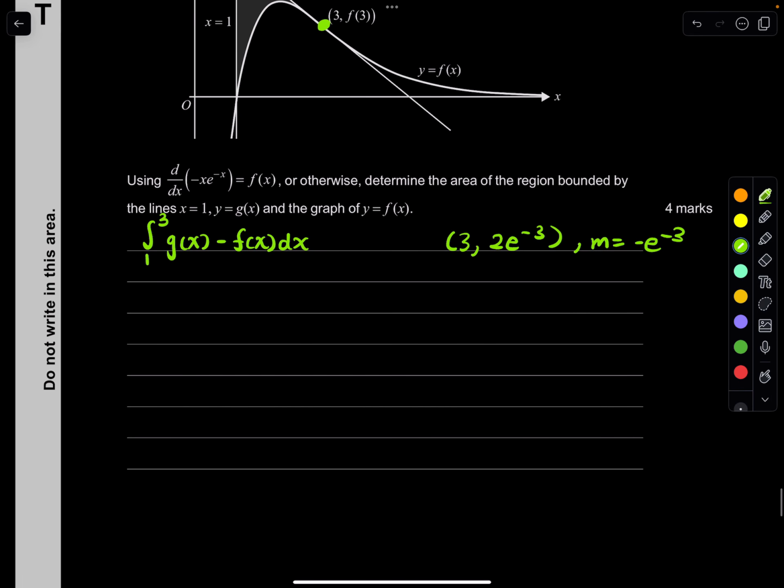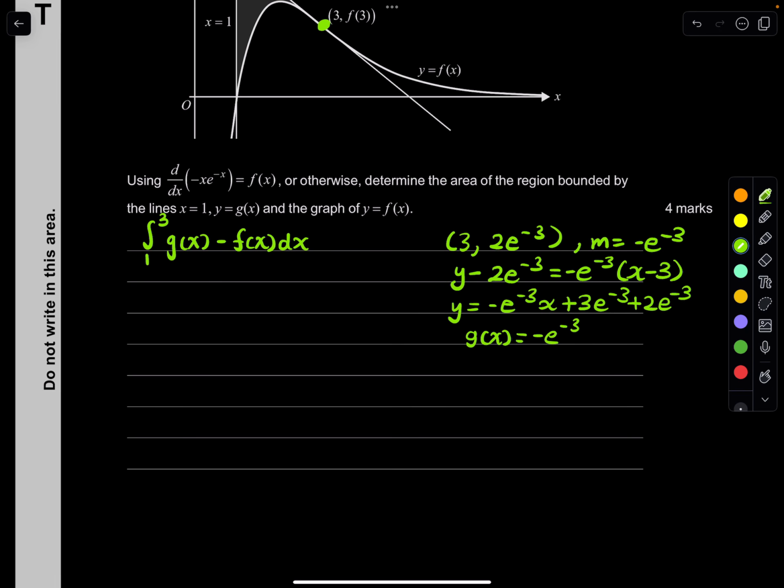So to find g of x, using your equation of a tangent formula, y minus your y value, 2e negative 3, equals your gradient, which is negative e negative 3, times x minus 3, the x value. Simplifying this, we get y equals negative e negative 3x plus 3e negative 3 plus 2e negative 3. Y is just g of x, so it's negative e negative 3x plus 5e negative 3. Done. So we got our actual g of x.